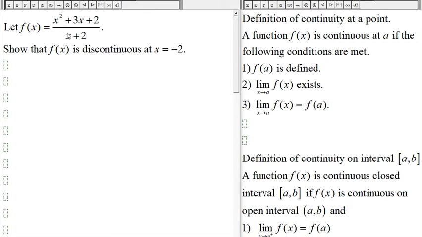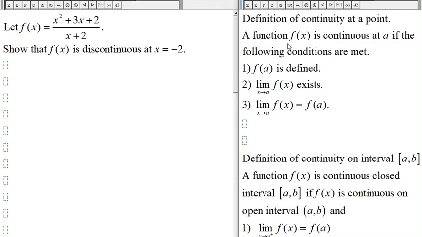Here we have the function (x squared plus 3x plus 2) divided by (x plus 2), and we want to show that this function is discontinuous at x equal to negative 2. So first, let's look at the definition of continuity at a point.